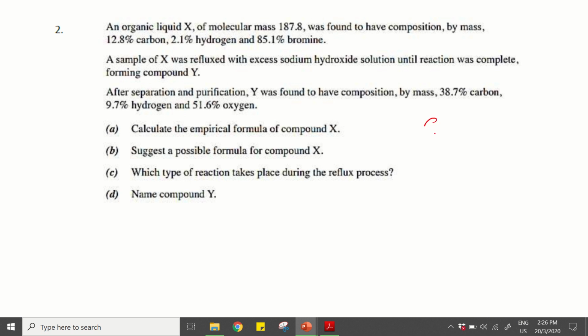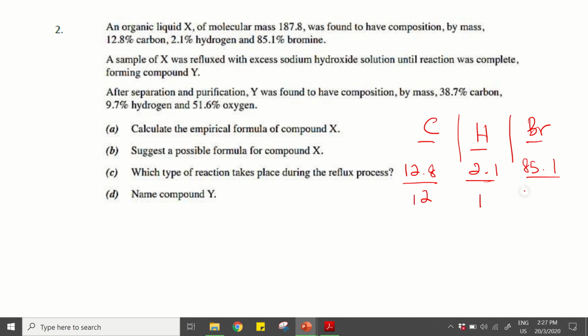I have three elements. I have carbon, and then I have hydrogen, I have bromine. Okay, so how to calculate empirical formula? Let's do this. Take the percentage for each, 12.8%, 2.1%, and 85.1%. And all this is going to be divided by its relative atomic mass. So it's 12, 1. Bromine is 79.9. All right, so you divide them, you get the ratio. Okay, and then try to get the smallest ratio, you will get the empirical formula. Okay, so this one is done. I'm not going to show you this because you can do it yourself.